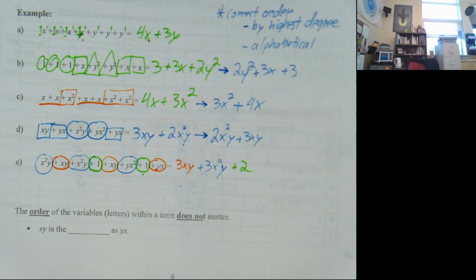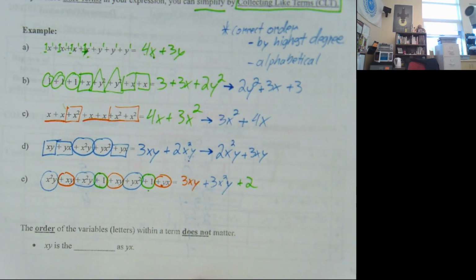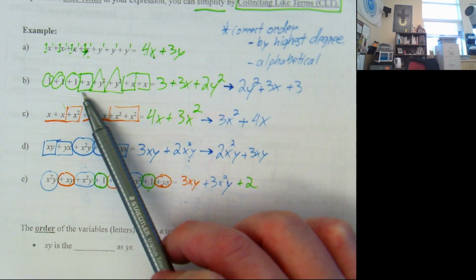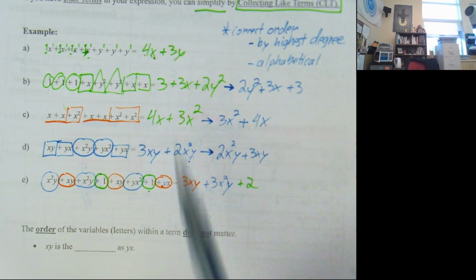So for B, those are just numbers. I just like 1 + 1 + 1 is 3. Yep, that's inside until you need it. And then I have an x plus an x plus an x, which gives me 3x's, you betcha.